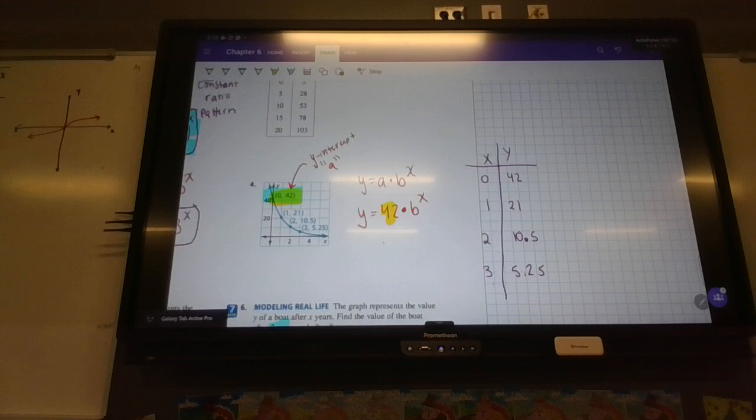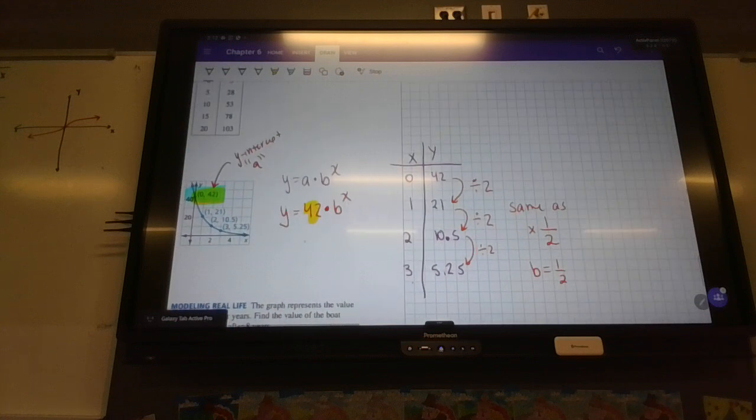It's called a constant ratio. When I look, it's being divided by 2. Dividing by 2 is the same as timesing by 1/2. So in this case, our b value is 1/2.